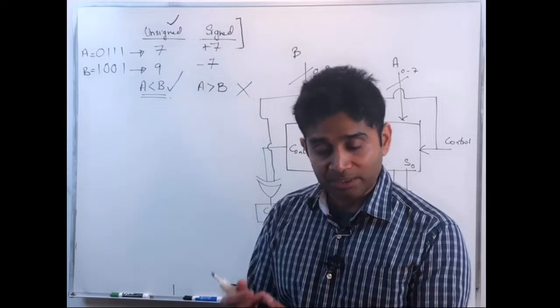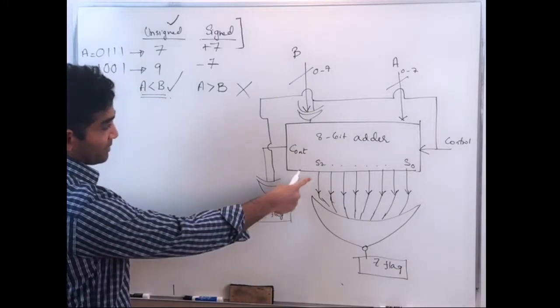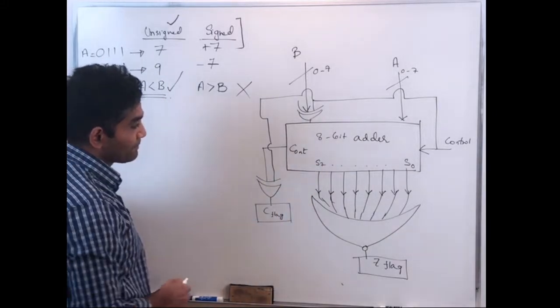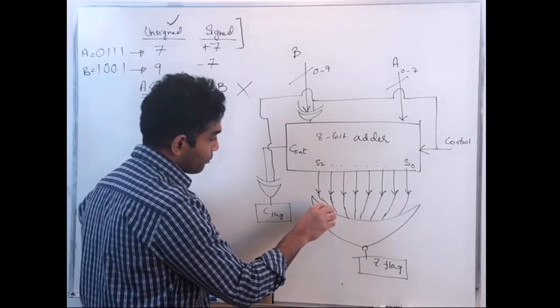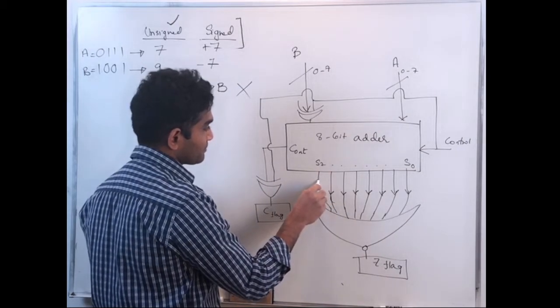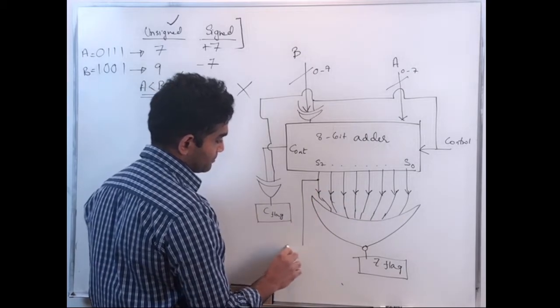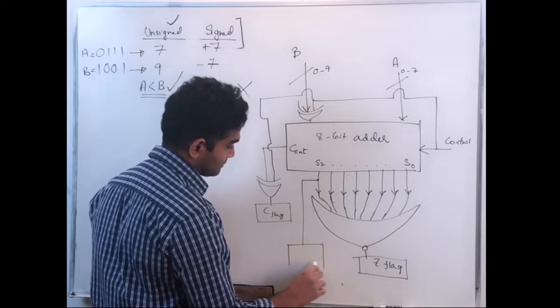By looking at the most significant bit of the answer. The most significant bit of my result, my S7 bit, will be my sign bit. Let me call that the N flag.